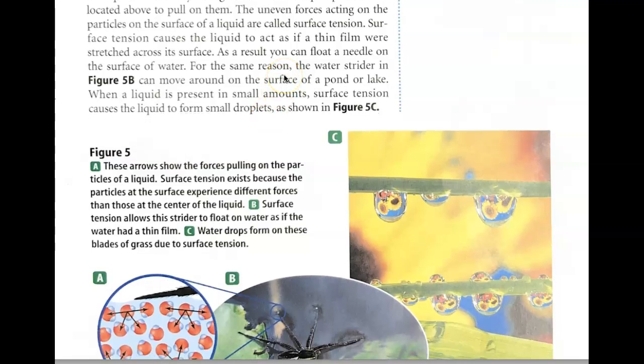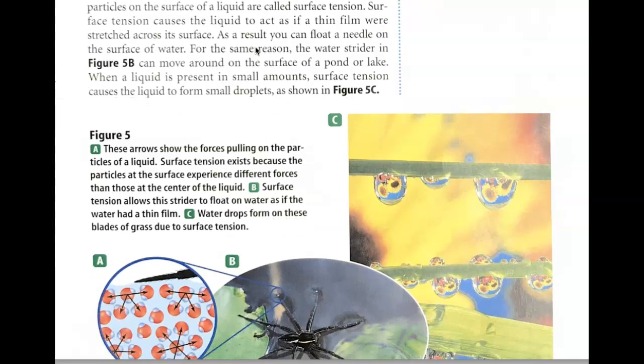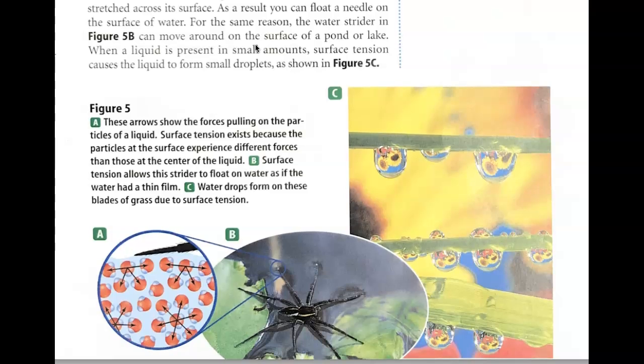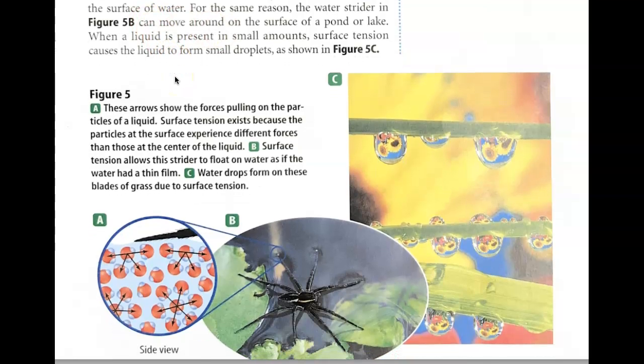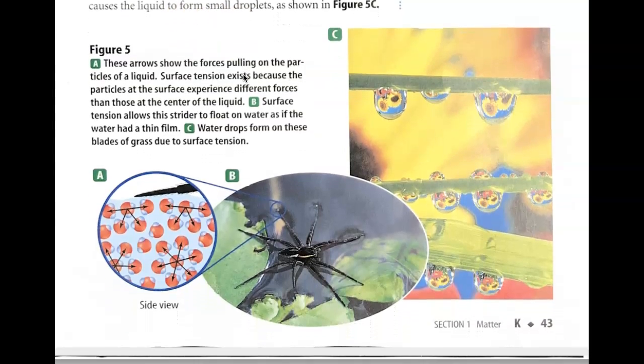The uneven forces acting on the particles on the surface of a liquid are called surface tension. Surface tension causes liquid to act as if there were a thin film stretched across its surface. As a result, you can float a needle on the surface of the water. For that same reason, the water strider in figure 5b can move all around the surface of the pond or lake. When a liquid is present in small amounts, surface tension causes the liquid to form small droplets, as you can see in figure 5c.